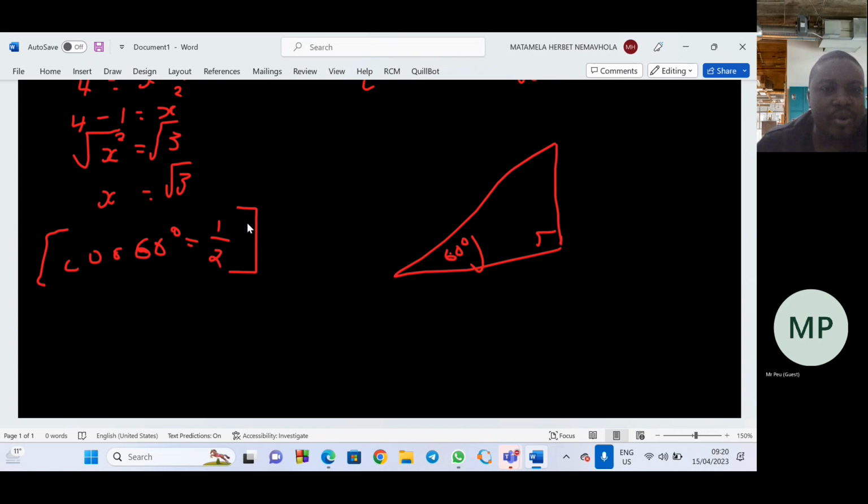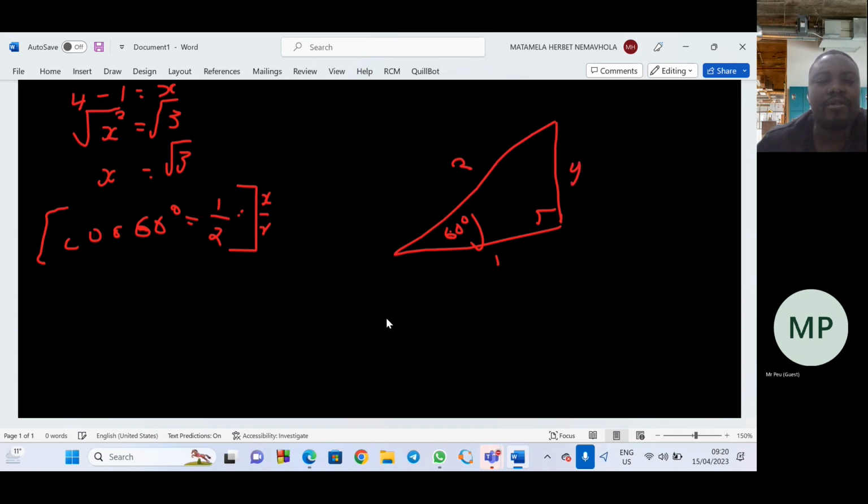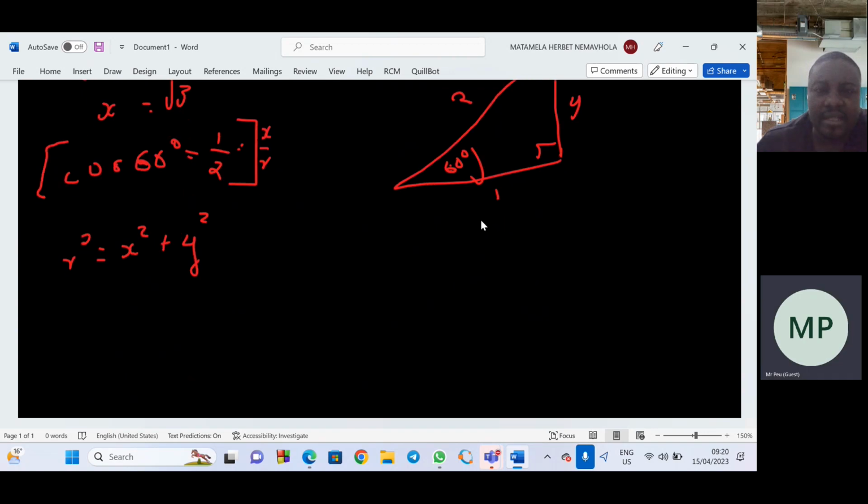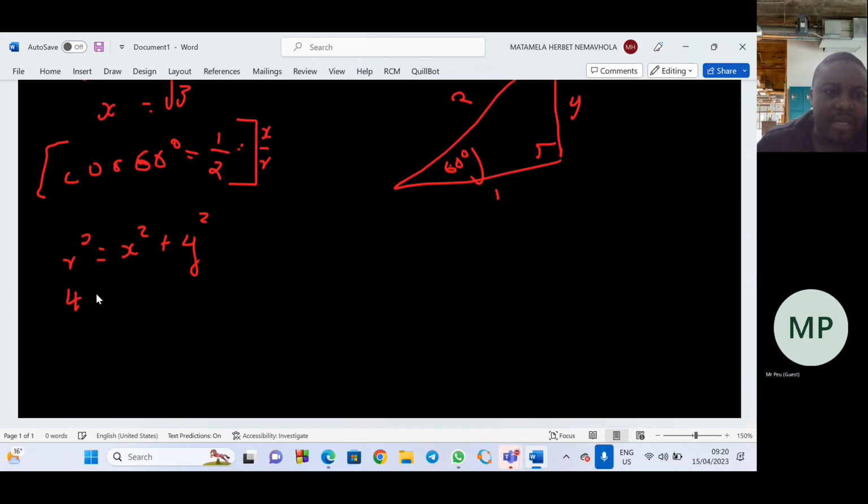This 1 over 2, remember cos is adjacent over hypotenuse, which is r. So the adjacent is 1 and the hypotenuse is 2. The y value we don't know. If you don't know the y value, you can use the Pythagoras method: r squared equals x squared plus y squared. Substituting back, r squared is still 4, equals x, which we know is 1, plus y squared. If you take 1 to the other side, it's minus 1. 4 minus 1 gives us 3.